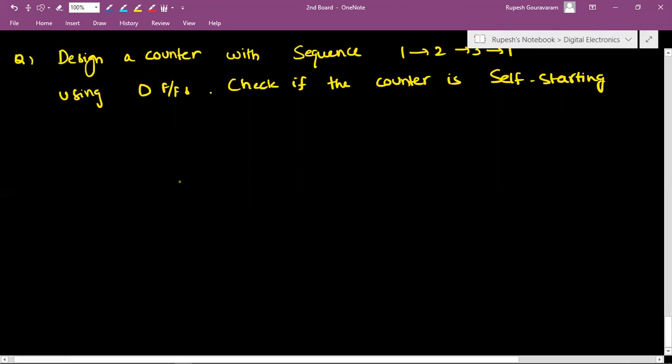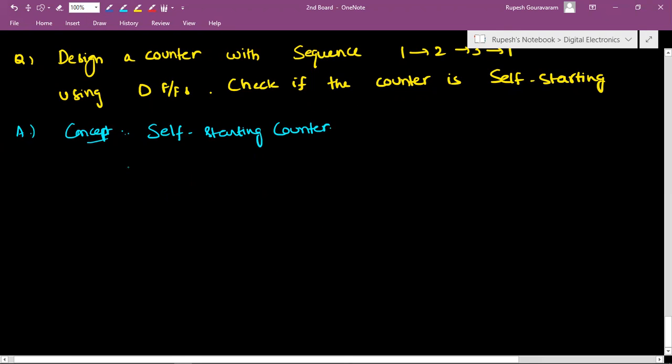Check if the counter is self-starting. Now, in this question, we are going to learn what is a self-starting counter. So the concept that we are going to learn here is self-starting counter.